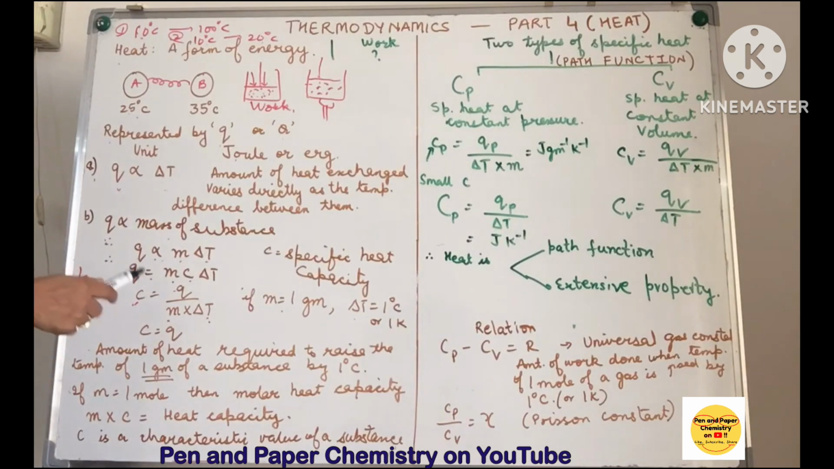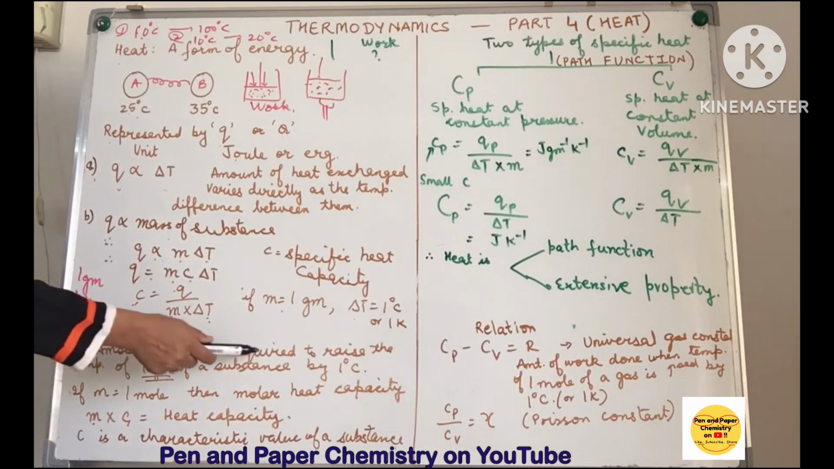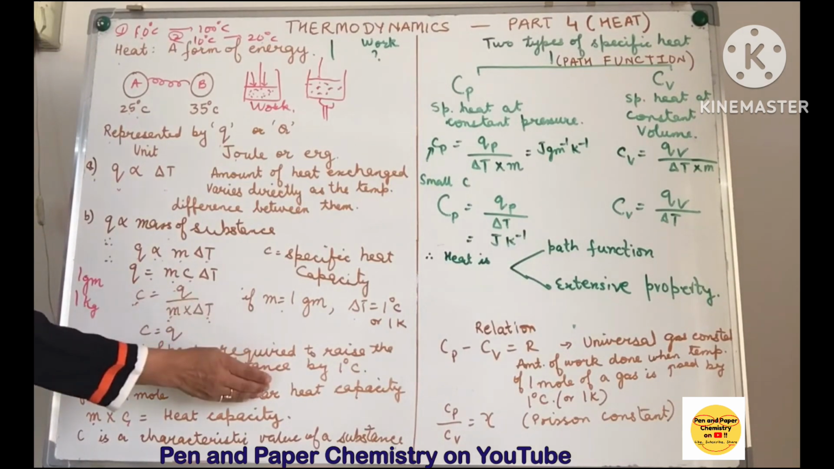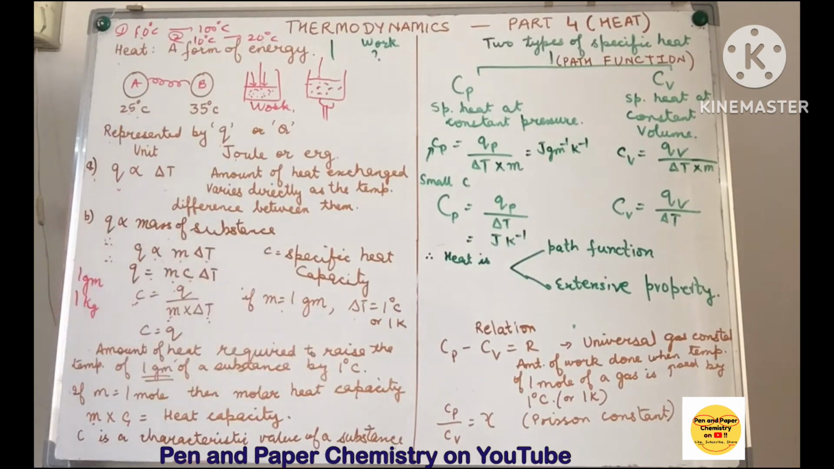If on the other hand, I do not consider mass as 1, then in that case, mass multiplied by the specific heat capacity gives us what we call heat capacity. The difference in the two is, when you define heat capacity, it will be the amount of heat required to raise the temperature of a substance by 1 degree Celsius.